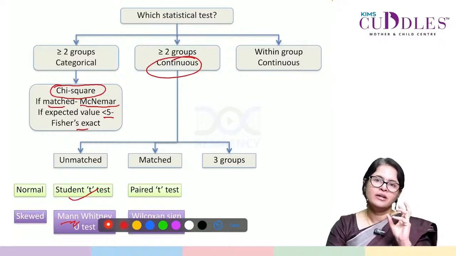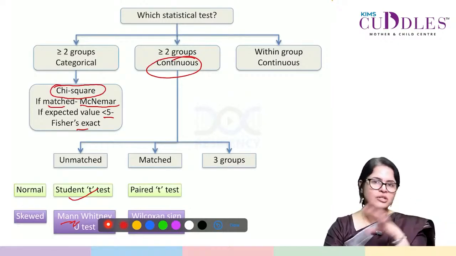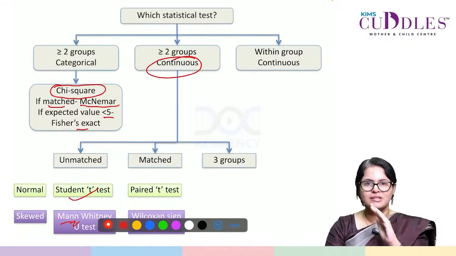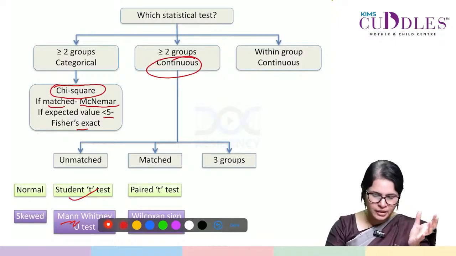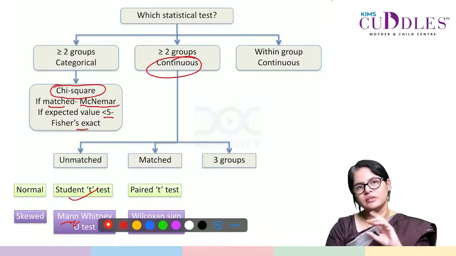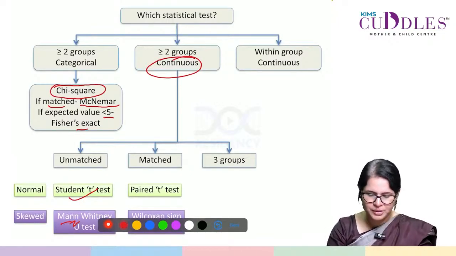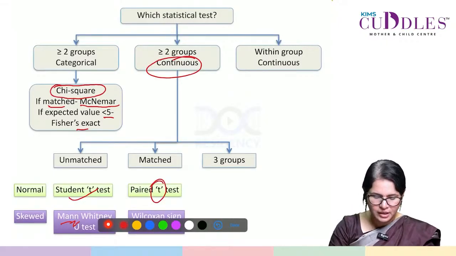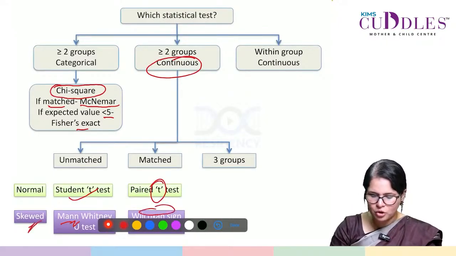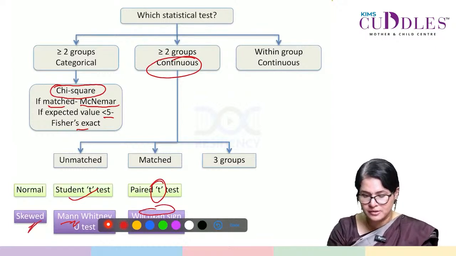When we have matched data, for example, you have some before and after study, where the same group of individuals were analyzed before the intervention and after the intervention, this is called matched data. And if you are comparing some numerical variable within these two matched groups, then we use something called the paired t-test. And wherever this numerical data is skewed, we use the Wilcoxon signed rank test in the matched data.